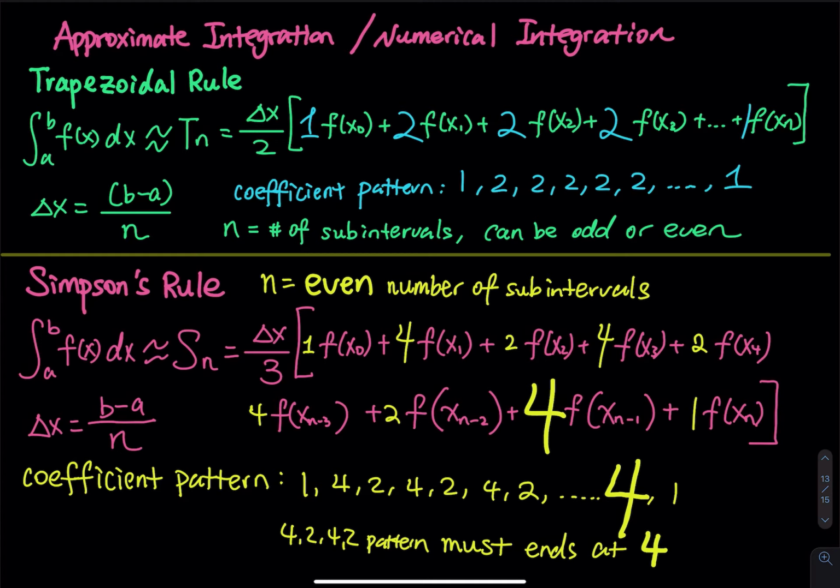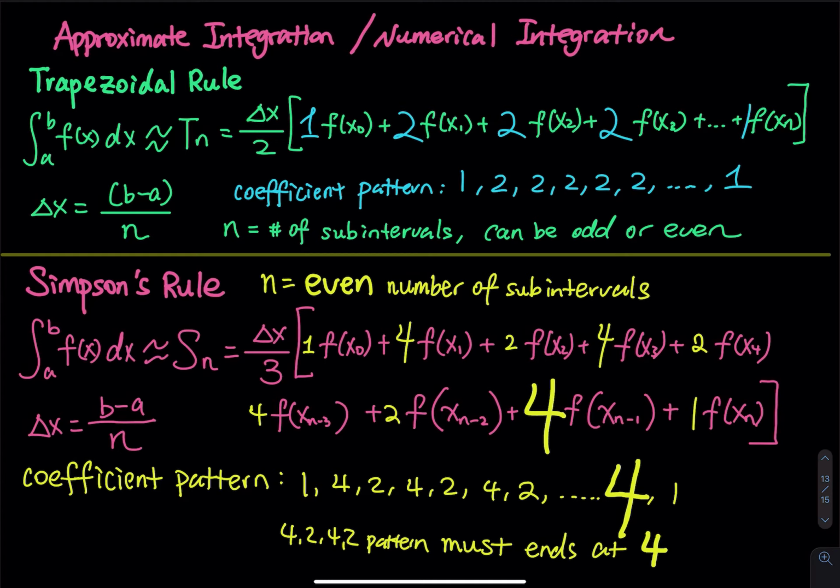So the very first difference between trapezoidal and Simpson's is delta x divided by 3, not divided by 2. And then look at the coefficient pattern. We start at 1, end at 1, and the rest we have 4, 2, 4, 2, 4, 2, 4, 2, and that must end at 4. So trapezoidal starts at 1, ends at 1, with a bunch of 2s in the middle. For Simpson's, it starts at 1, ends at 1, but in the middle we have 4, 2, 4, 2, 4, 2, 4, 2, and this pattern must end at 4.